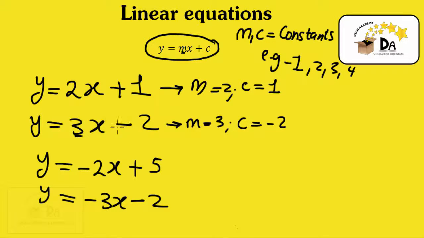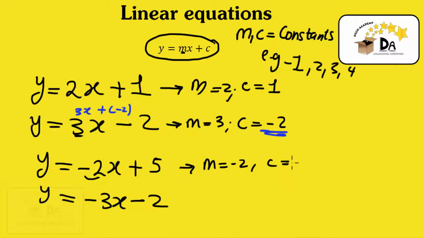How? Because this 3x minus 2 is the same thing as 3x plus minus 2. Plus minus 2 plus c. In this case, c is minus 2. Moving on to the next equation, we have minus 2x plus 5. The coefficient of x here is minus 2, so m is minus 2. And plus 5 plus c.